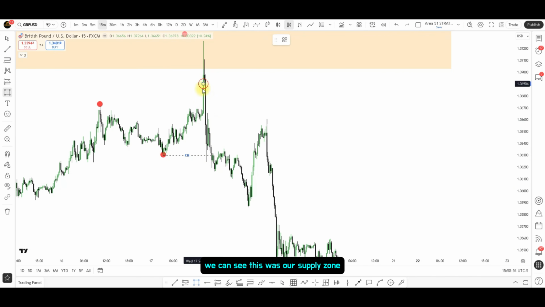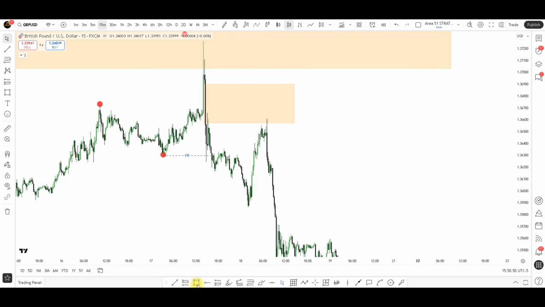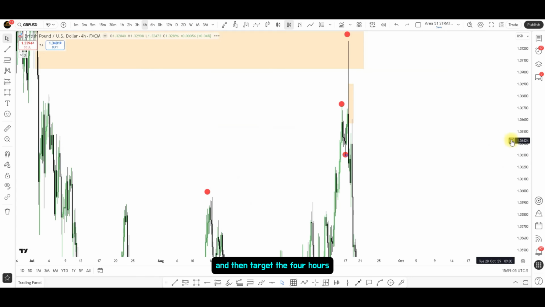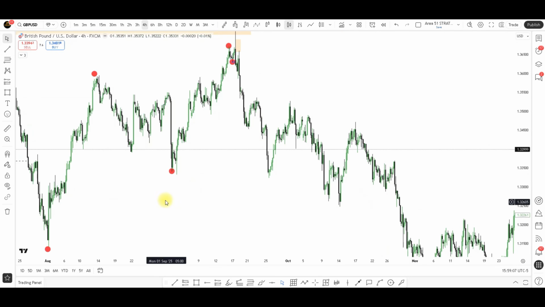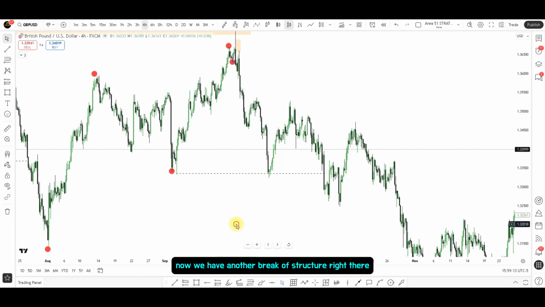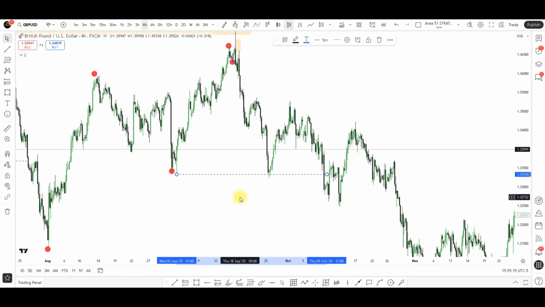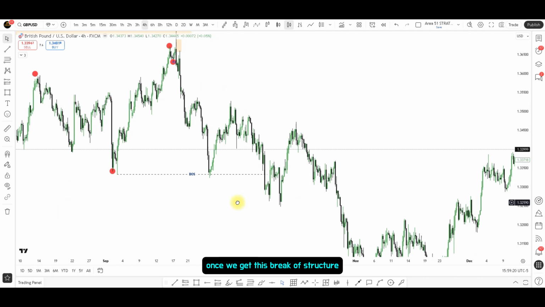We can see this was our supply zone on the lower time frame. We take our entry over here, put our stop loss over here, and then target the 4-hour lower low market structure. Now we have another break of structure right there. Okay, now we have another break of structure.